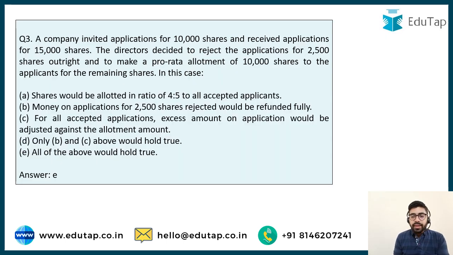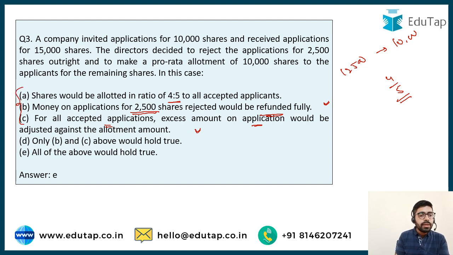So now we can easily answer this particular question. The company is going to allot the shares in the ratio of 4:5 to all the accepted applicants. For the 12,500, we are going to only allot 10,000, so this ratio comes out to 4:5. Money on application for 2,500 would be refunded. We saw the credit to the bank account that has been made in the journal entry. And for all the accepted applications, the excess amount which was received on application is going to be adjusted against the allotment amount. This is also true, as we saw in the journal entry. So A, B and C, they all are true. So the answer is going to be option number E.